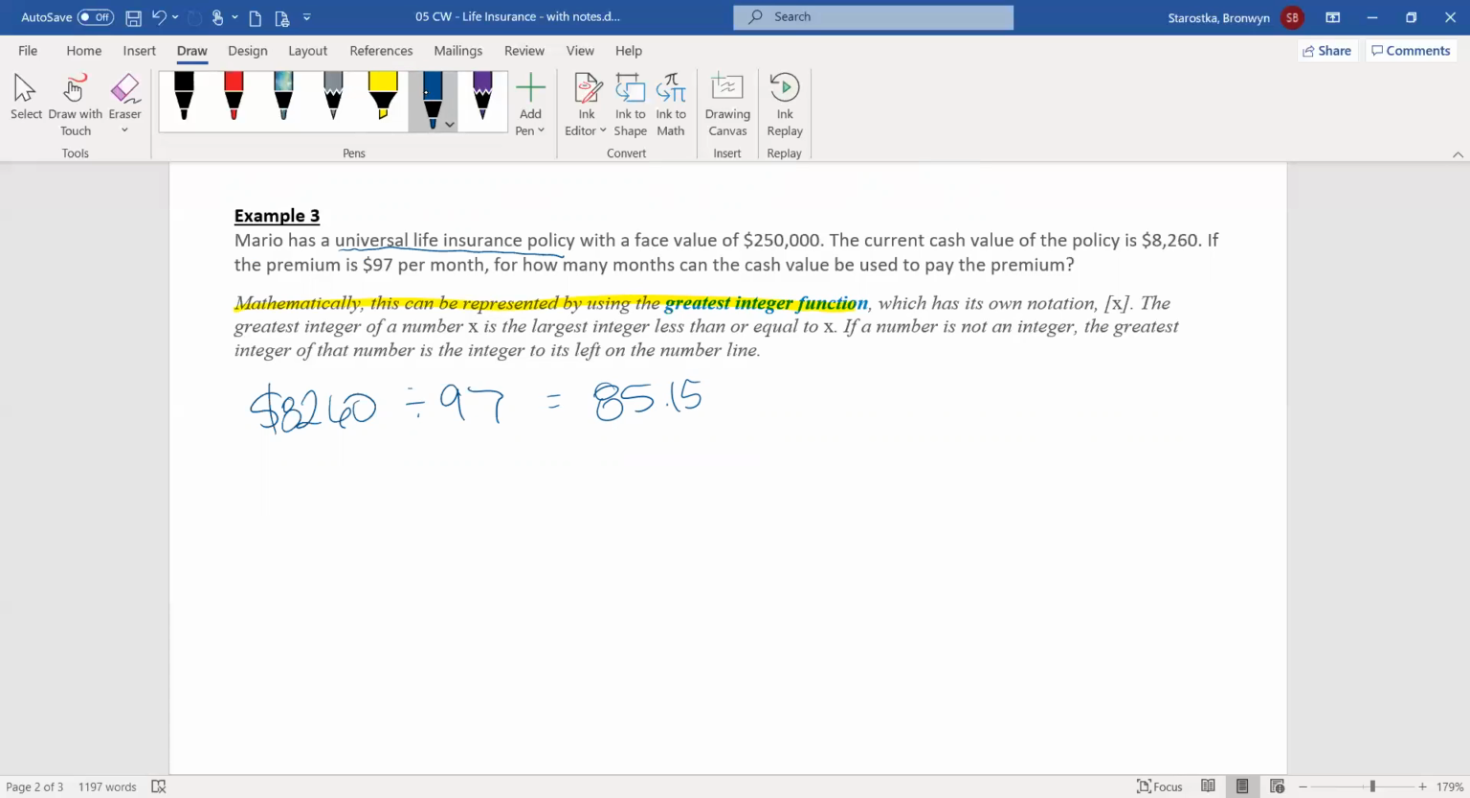So mathematically, this can be represented by using the greatest integer function, which has its own notation. So when you have this, the greatest integer of a number x is the largest integer less than or equal to x. If a number is not an integer, the greatest integer of that number is the integer to the left on the number line. Here, let's highlight it yellow.